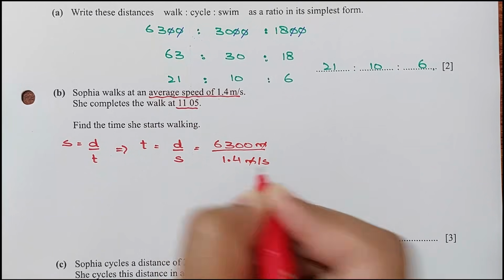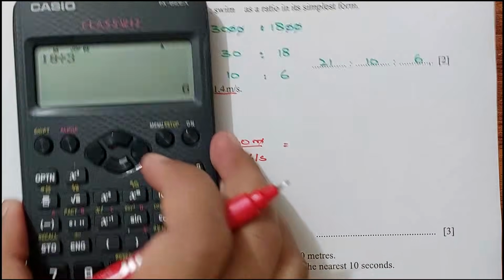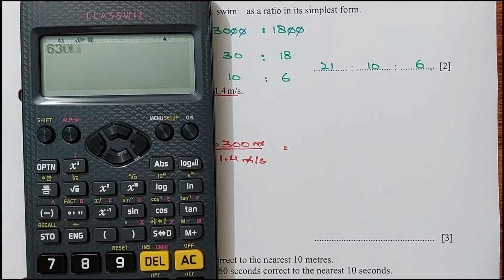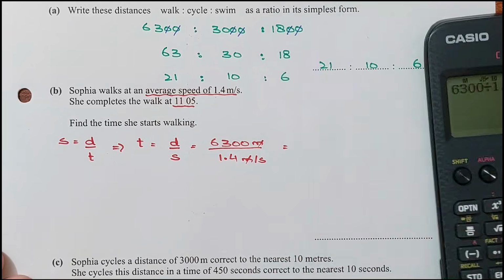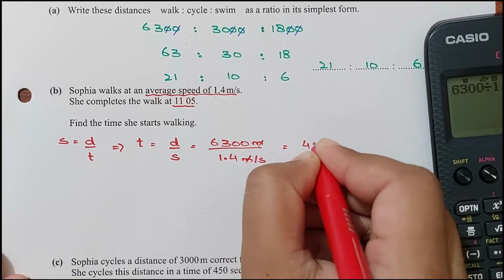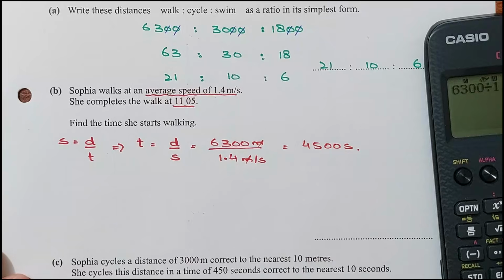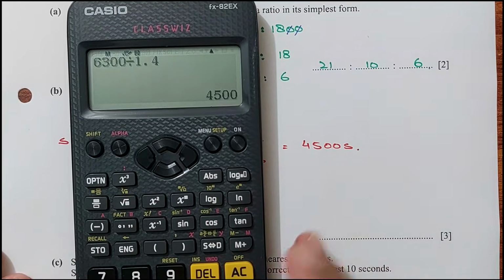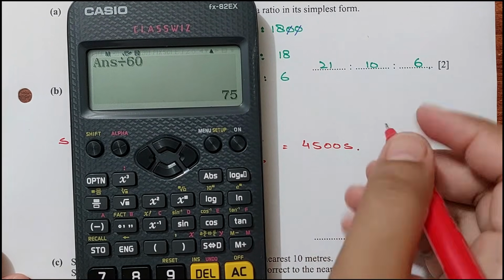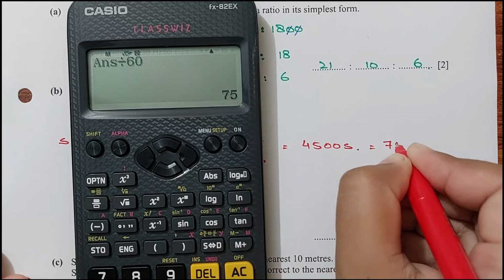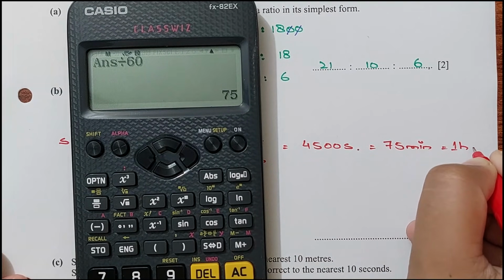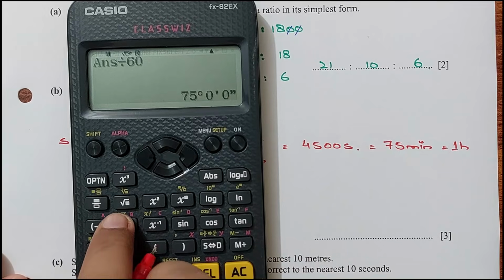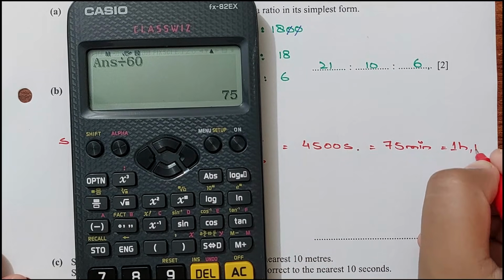Meters cancel with meters. We have the answer in seconds. 6300 divided by 1.4. Yes, 1.4. 4500 seconds. Right, let me convert them into minutes by dividing by 60. 75 minutes. This is equal to 1 hour and 15 minutes.